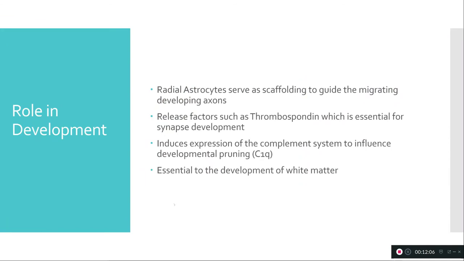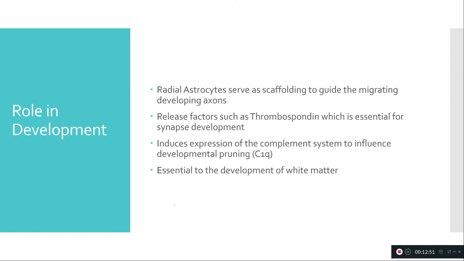So here are some roles in development. Radial astrocytes serve as scaffolding to guide the migrating developing axons. So scaffolding is basically like a format of structure so that things can be directed in the proper way. You can think of if you've ever passed by a building that was under construction, you can see a lot of scaffolding on the outside to allow workers to get up to higher levels to continue building. Scaffolding in the brain kind of serves that way. It directs neurites in certain directions. They can send signals to lure neurons in specific areas and propagate them in certain ways. And so they play a huge role in that.